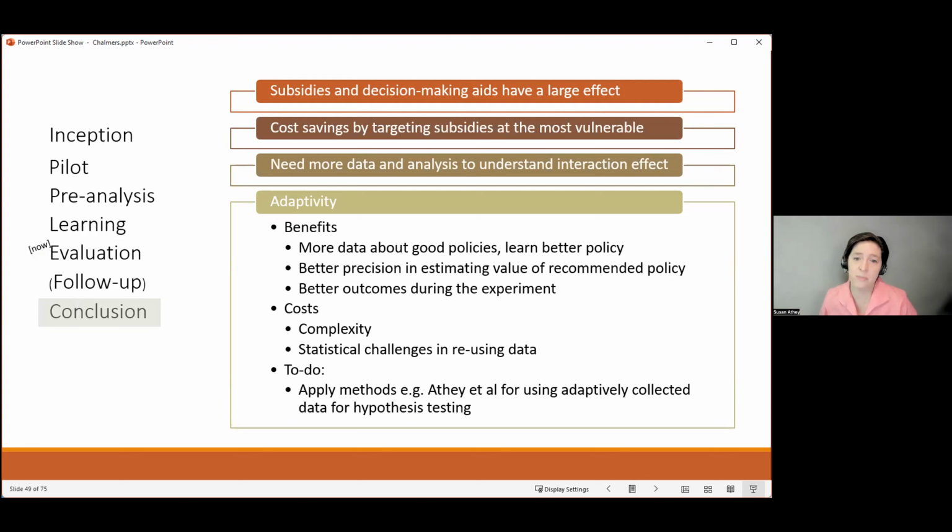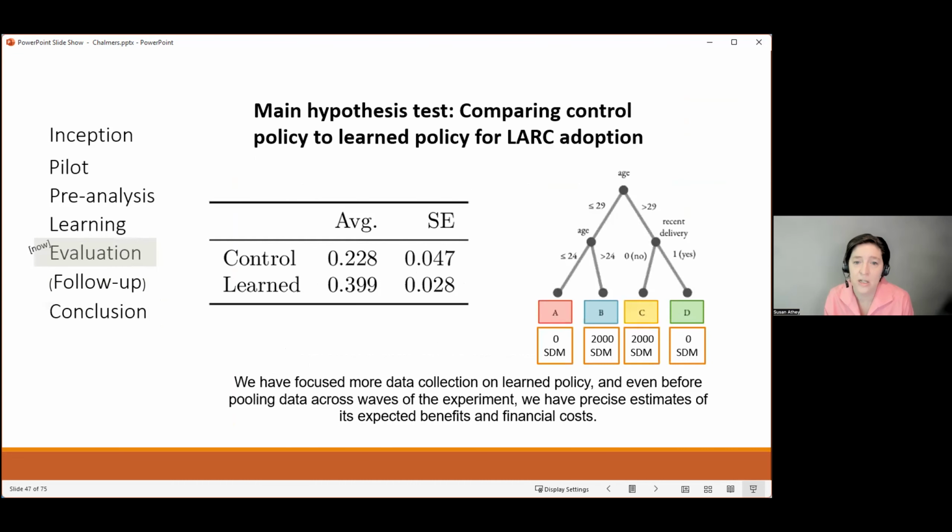Overall, adaptivity had these benefits. We got more data about good policies, better precision in estimating the value of the recommended policies, and it was better for the women in the experiment. But there is a cost or complexity: in addition, we would have high variance if we reuse the data to test other hypotheses. What we still haven't done yet is actually some of my research looks at statistical methods for using the adaptively collected data for hypothesis testing. So this is just using the evaluation phase, which was a pure RCT between two policies. We haven't actually pooled all the data for the whole experiment yet, which requires more advanced statistical techniques.